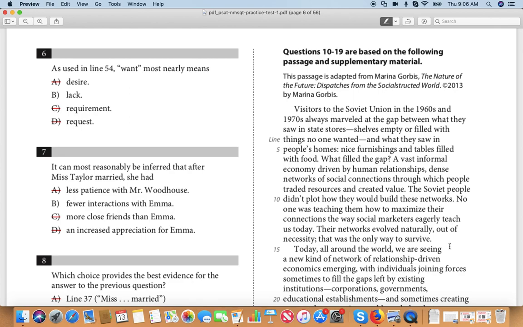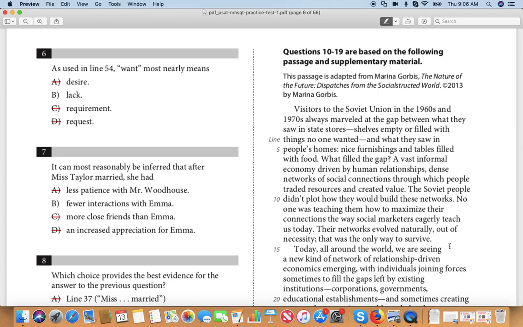What filled the gap? A vast informal economy driven by human relationships, dense networks of social connections, created resources, and created value.